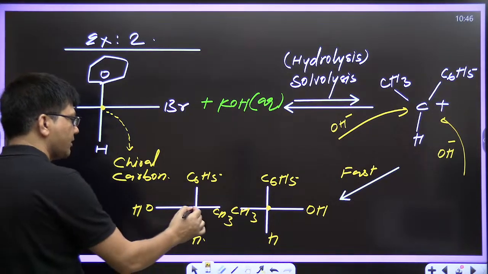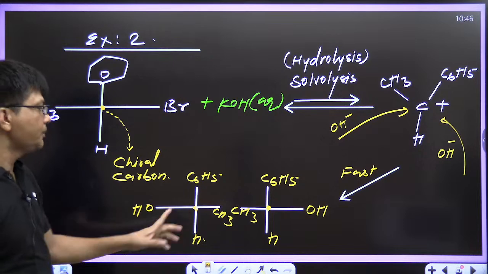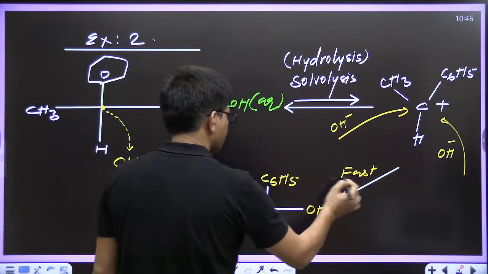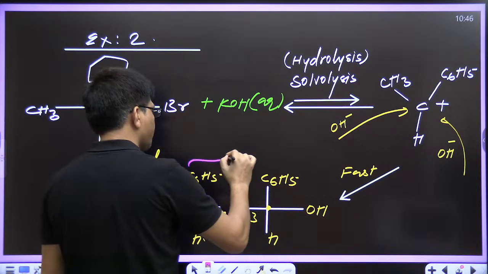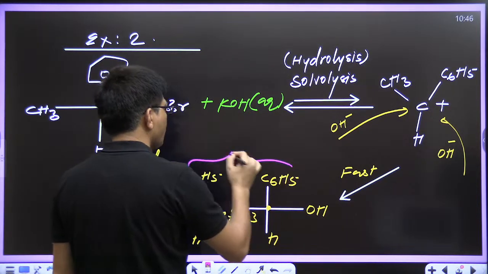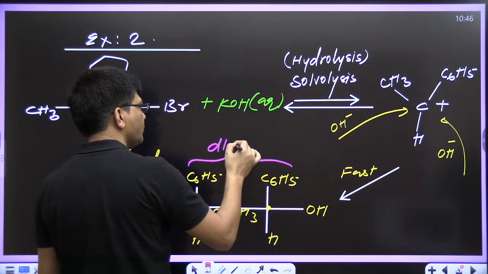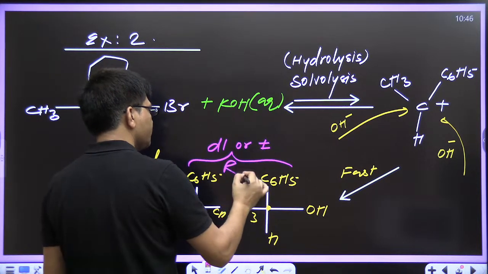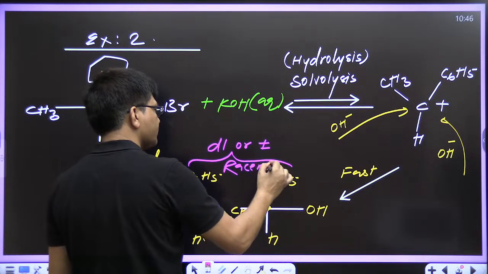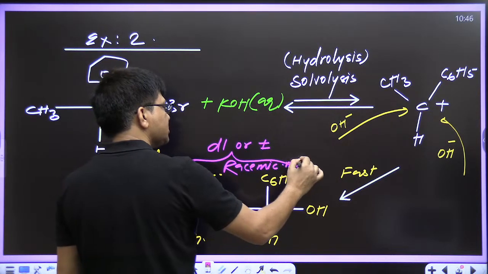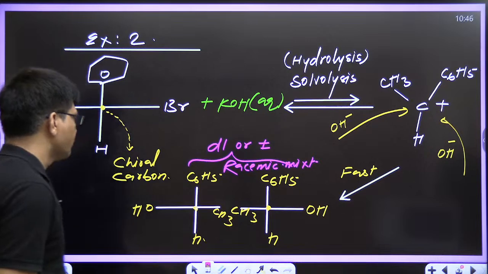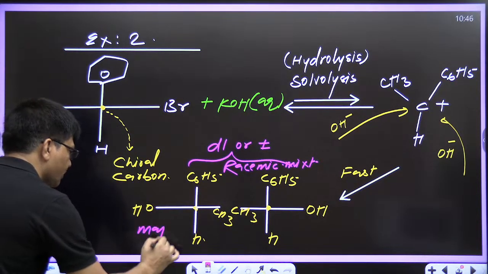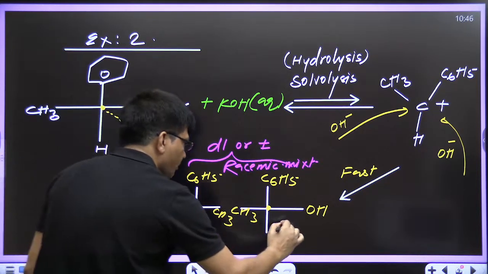Both of them have a chiral carbon. Are they the same compound or different? They are different because they are mirror images of each other. So I will say this is the product of dextro and levo, or plus and minus, or we can say a racemic mixture. The examiner will ask whether racemization will take place in this reaction or not. Backside attack is more dominating, the major product, and the other is the minor product.